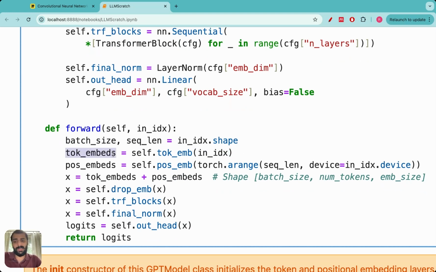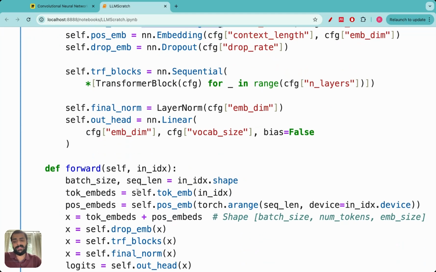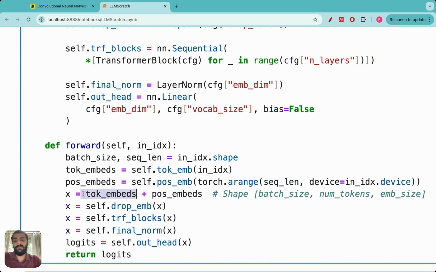That's what's done in this token embedding. So we initialize an embedding layer from the PyTorch module, and then from this embedding layer we get the token embedding vectors for the input IDs. Similarly, we get the positional embedding vectors for the 4 positions. See, the sequence length is equal to 4, so we get the positional embedding vectors for the 4 positions, and we add the token embedding to the positional embeddings.